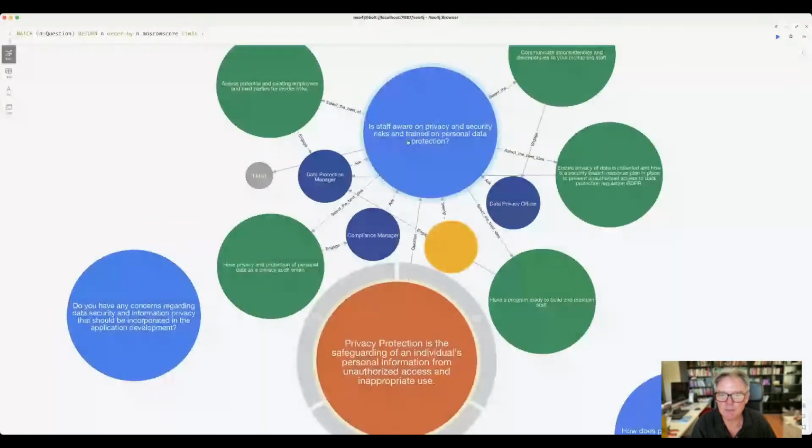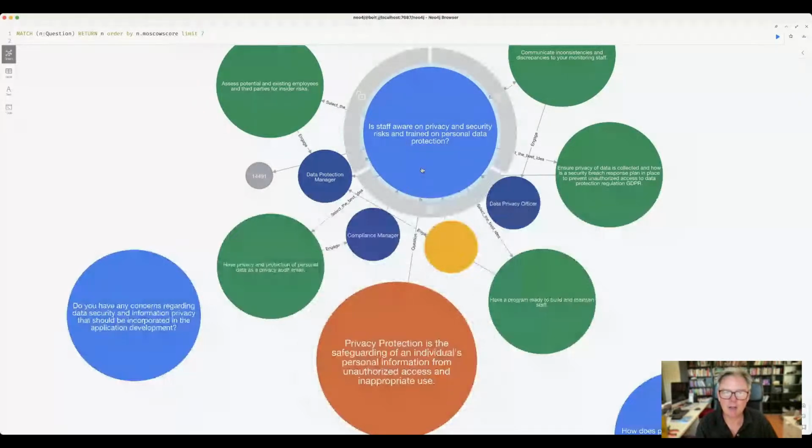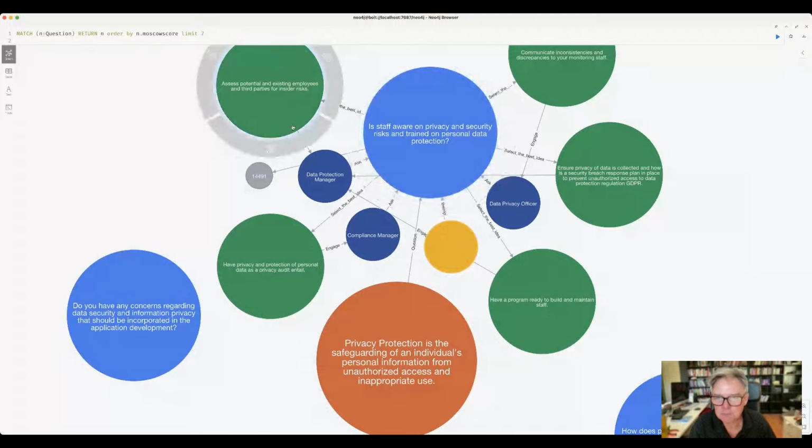Is staff aware on privacy and security risk and trained on personal data protection? So you need to assess potential and existing employees and third parties for insider risks and have privacy and protection of personal data. For example, do a privacy audit. What does it entail in your organization? Okay, let's move on to the next question.